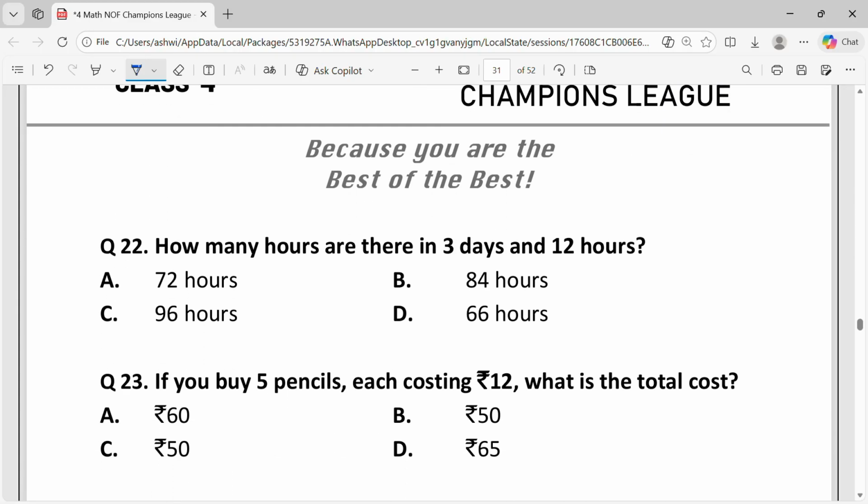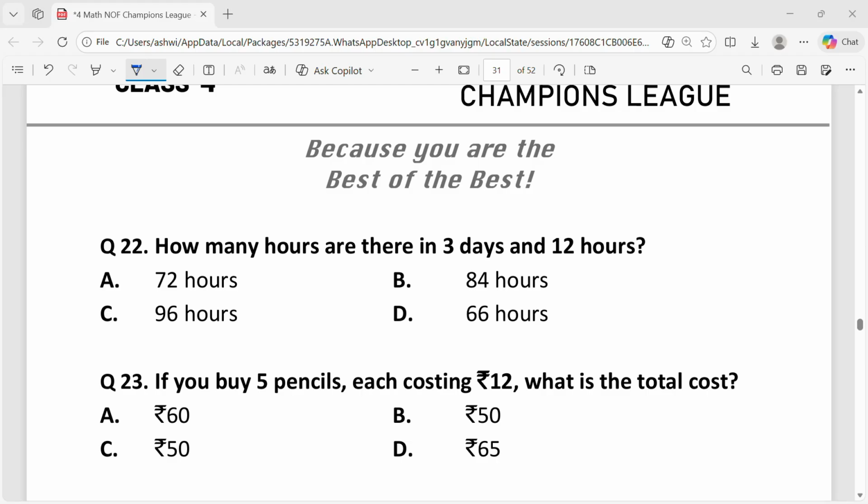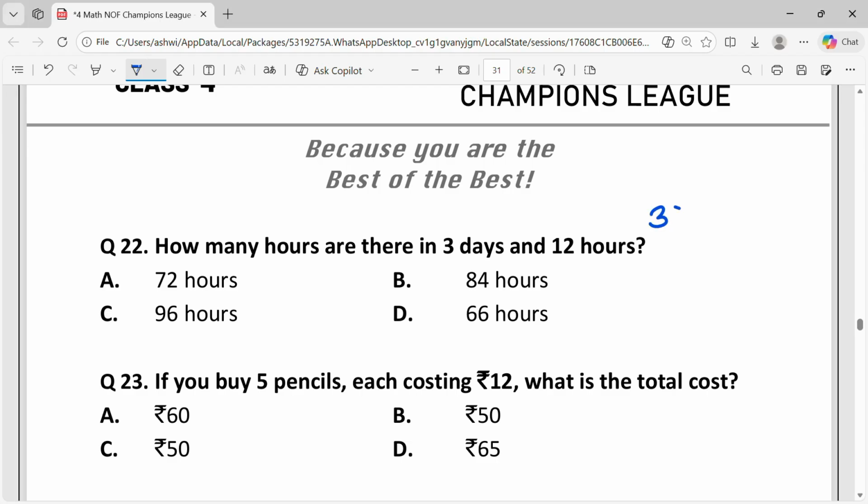Question 22. How many hours are there in 3 days and 12 hours? There are 24 hours in a day, so 3 days has 3 into 24, that is equal to 72 hours. Adding the 12 remaining hours, that is 72 plus 12, that is equal to 84 hours. Answer is B, 84 hours.